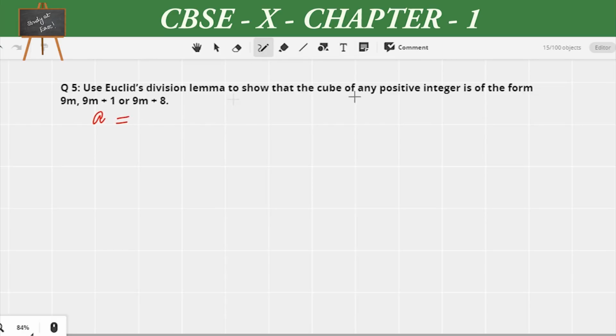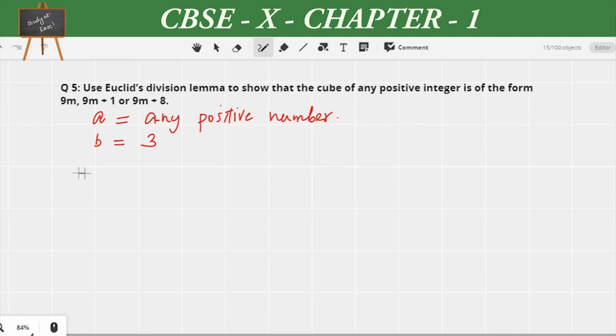So as always, let's take a as any positive integer. So a is any positive integer. So what will be b? In this case, we are taking b as 3. Why? Because you can see this 9, right? 9m, 9m plus 1, 9m plus 8. So 9 is a number, if you multiply it with 3, you're going to get a perfect cube. So we are taking b is equal to 3.